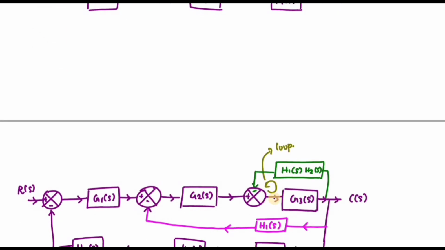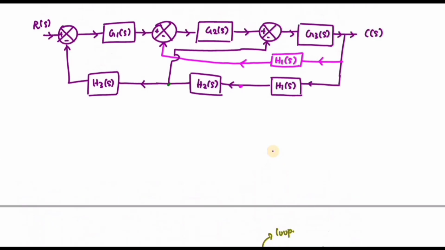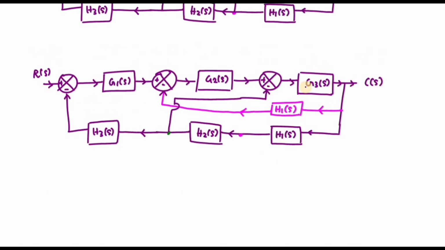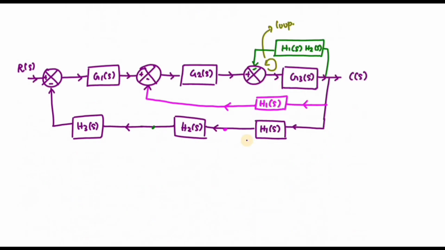Therefore, I am going to again replace it like the third block diagram. You can see, here from C of S, H1 of S is connected to H1 of S and H2 of S is connected to H3 of S. And from C of S, H1 of S and H2 of S is connected to the third summation point. So I have connected to the top. I can show it in the green block. Okay.